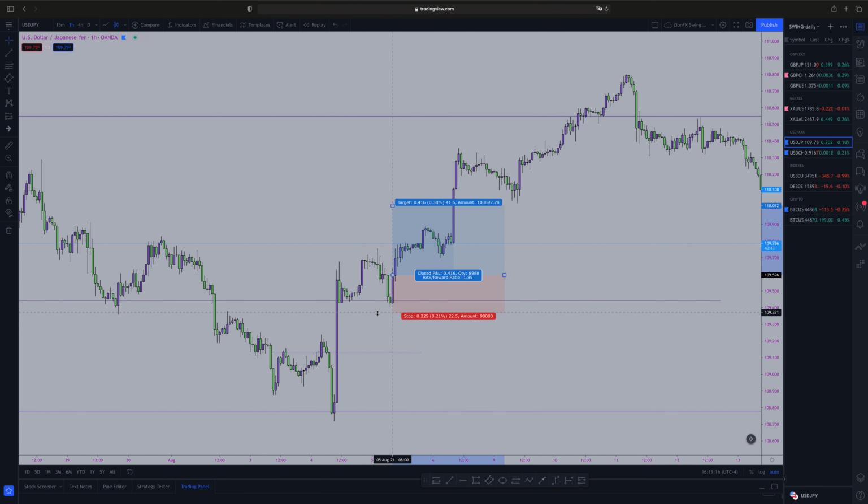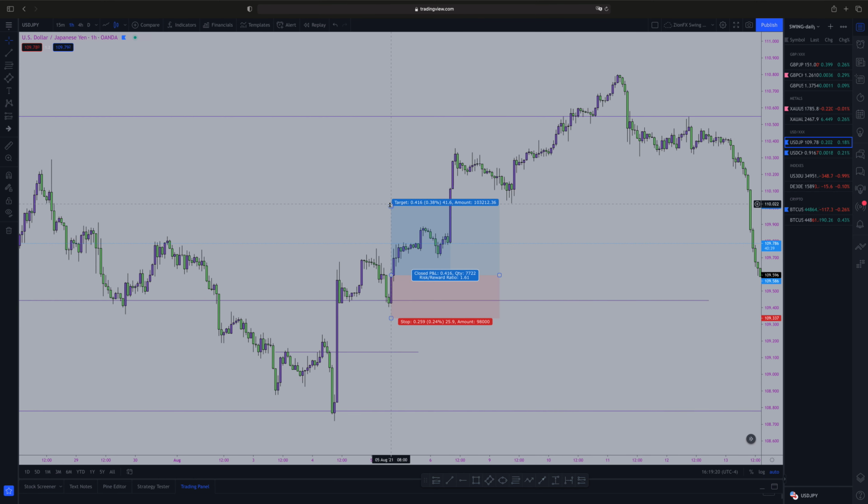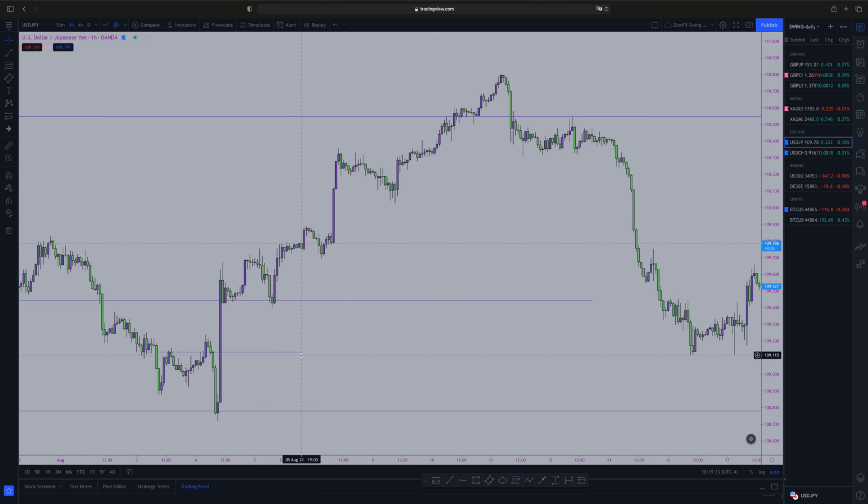Your stops go below the structure, and my TP was right here. Boom. Easy 95 pips. Easy. You know what I mean? Now let's take this off. Don't need this.